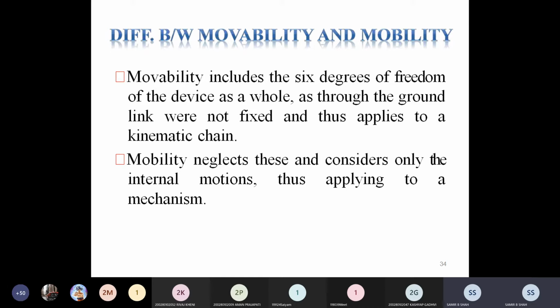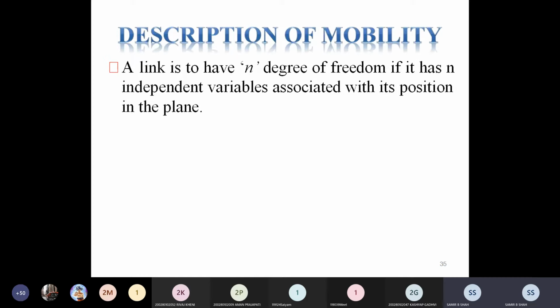Mechanism means one link is fixed, and when we apply an input parameter we get some output, so it is called a mechanism. If that is applied with some internal motion, then it is called mobility. Okay, so this is a minor difference. Sometimes the difference between movability and mobility may be asked in your exam. That's why I added these 2 points.